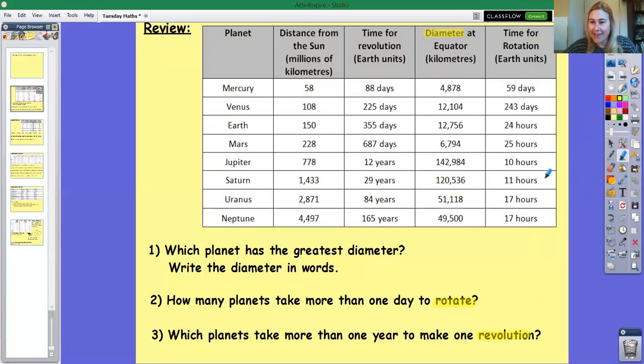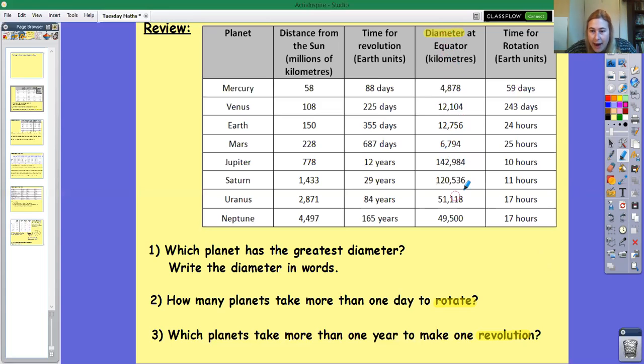Okay, so let's see how you got on. I'm just going to change my colour so we can think about working together. There we go. So which planet has the greatest diameter? If I look at the diameter column, I can look at the different numbers and I can see I've got a 4-digit number, a 5-digit number. So I'm looking for 6-digit numbers.